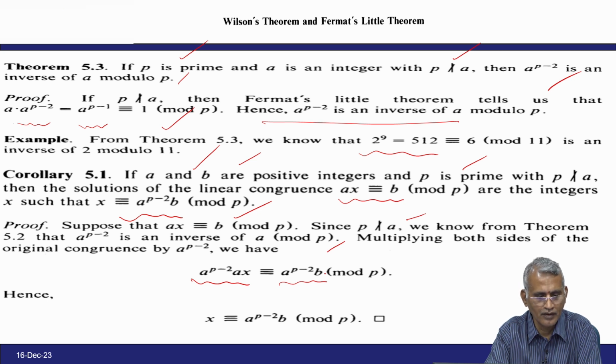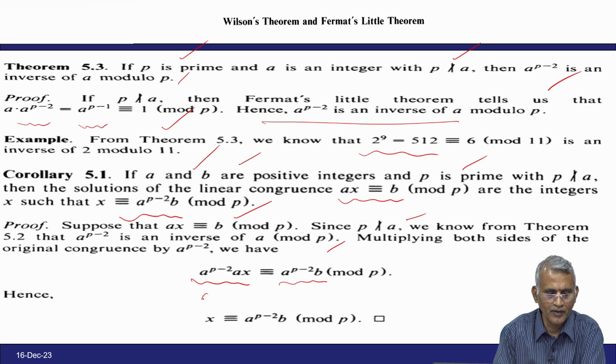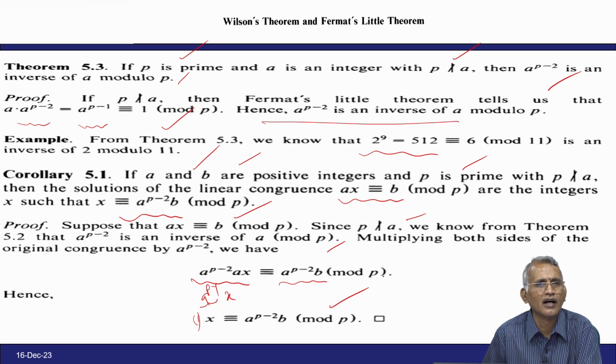Because the left side becomes a power p minus 1 times x, and a power p minus 1 becomes 1, we get x equal to this. So, this way we can write the proof of the theorem. This ends the proof of the theorem.